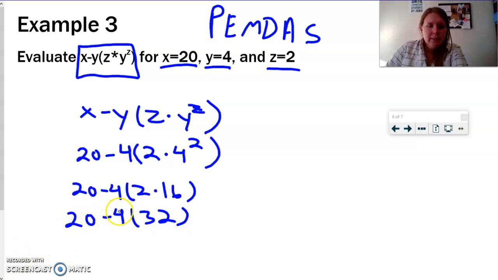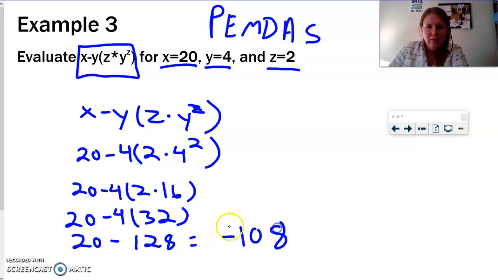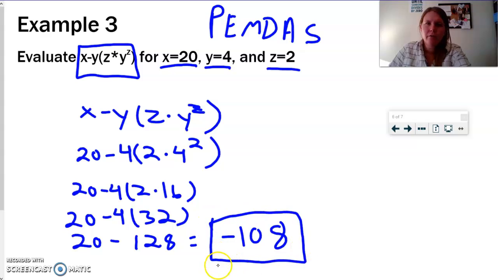Once I have that, the next thing is this multiplication of 4 times 32. So I still have this 20 minus, and when I do 4 times 32, I get 128. When I subtract these, 20 minus 128 is going to actually give me negative 108. And that's my final solution. So using your order of operations, using substitution, plugging those things in.